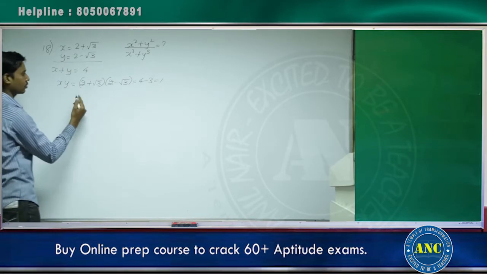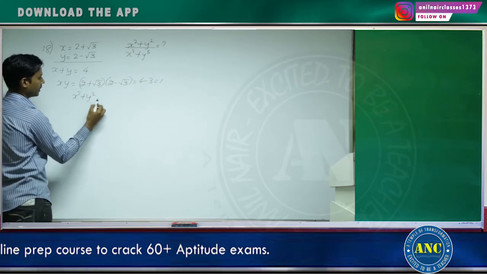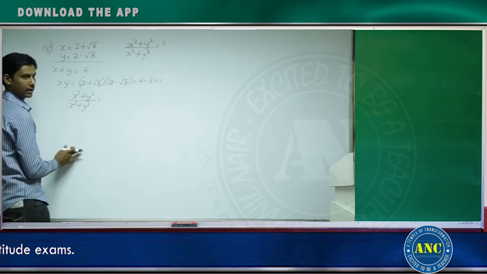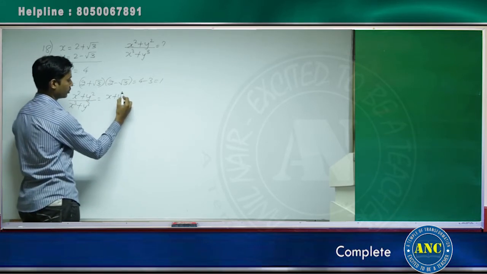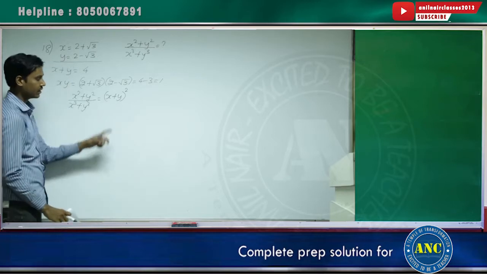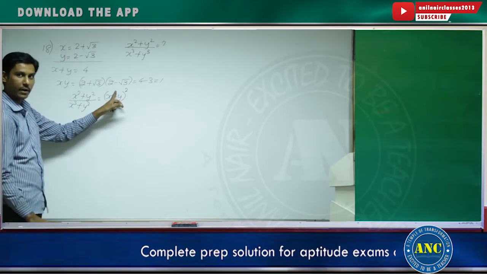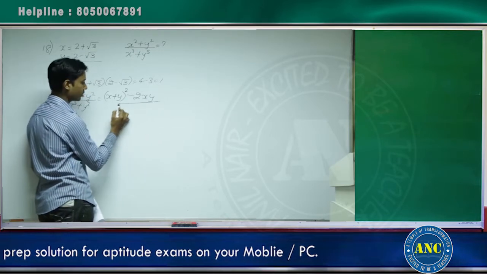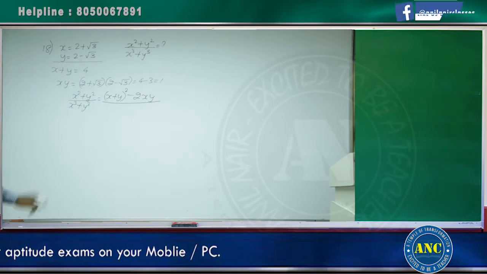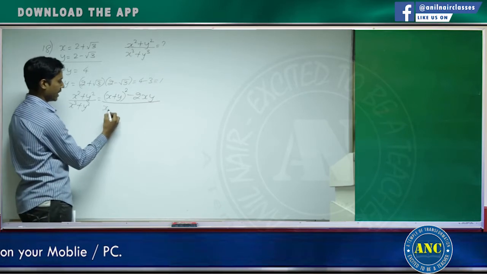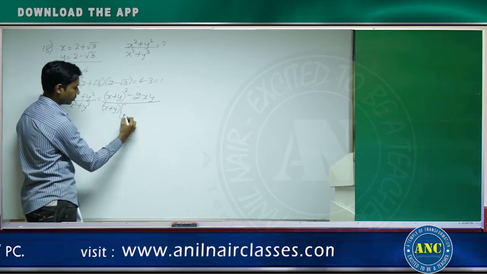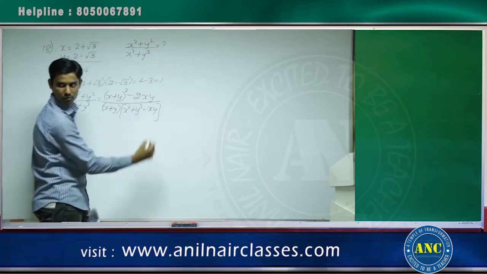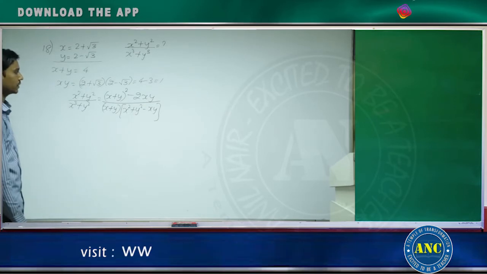Now see here, x square plus y square divided by x cube plus y cube. I can write x square plus y square as x plus y whole square. This is x square plus y square plus 2xy. To remove that plus 2xy, I will subtract 2xy, right? Getting the idea? Similarly, x cube plus y cube, a cube plus b cube, is a plus b into a square plus b square minus ab, right?